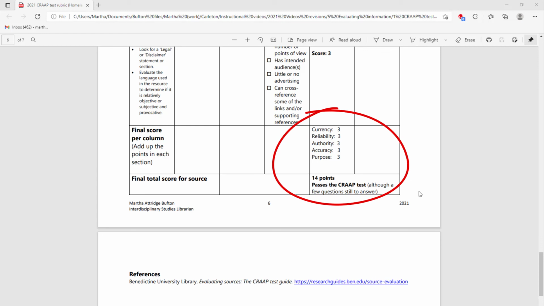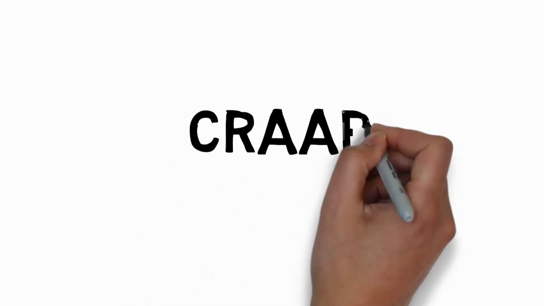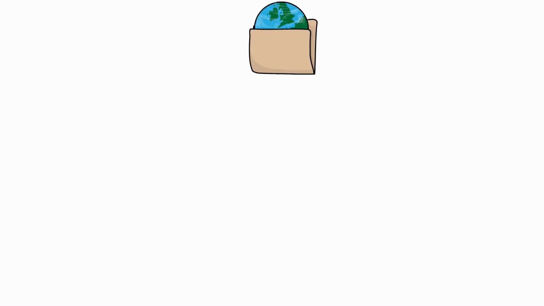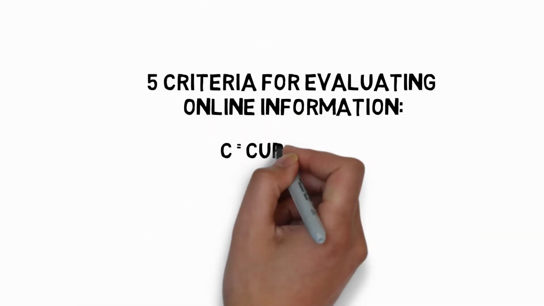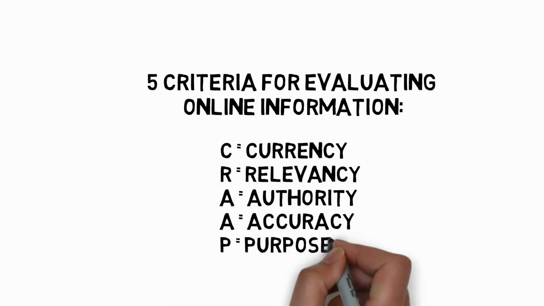As such, this website passes the CRAP test and can be used as a source of information for this academic project. To review, the CRAP test is a framework for evaluating online information. The criteria are designed to identify key aspects of information to decide if a website is an appropriate source for a given academic assignment. It can be difficult to evaluate online sources.